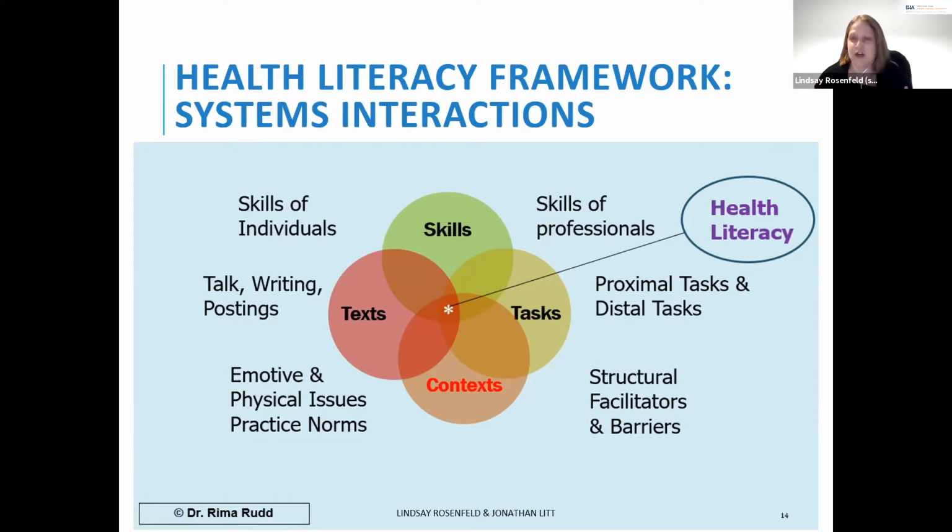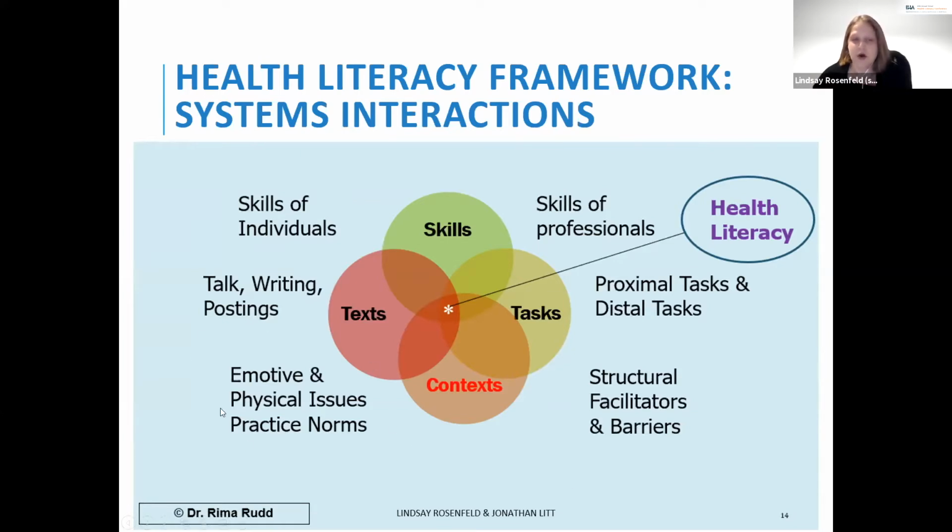We're certainly trying to inform, but most often in health, there's some kind of task, whether proximal or distal, right? Some immediate task that has to be taken care of. How do I get to where I'm going in the hospital based on the signage? Or maybe some more long-term task, right? Management of some kind of chronic disease or preparation for surgery.